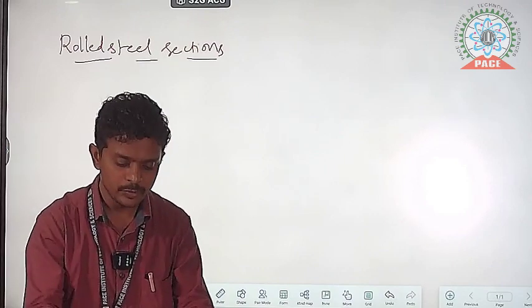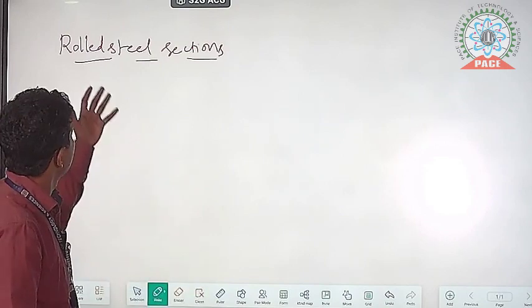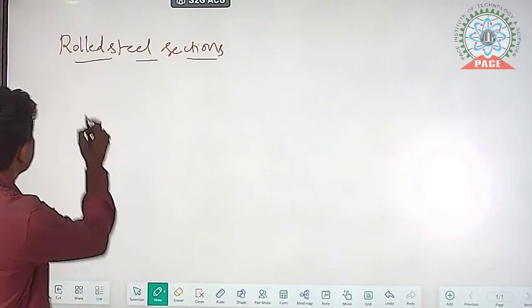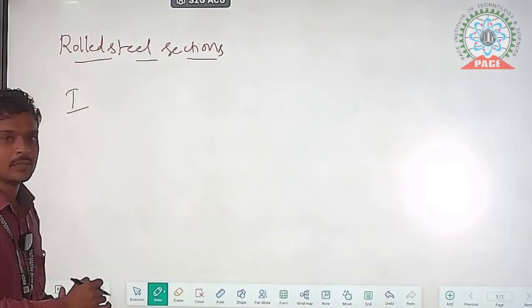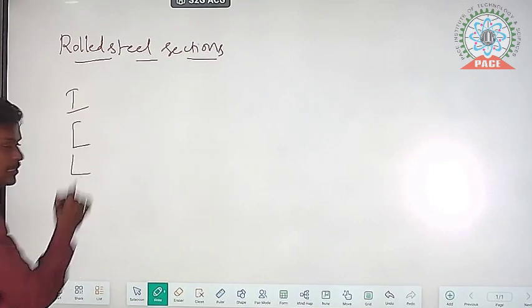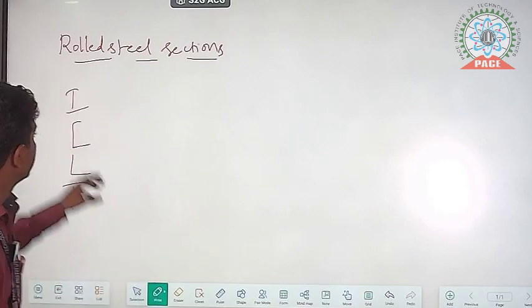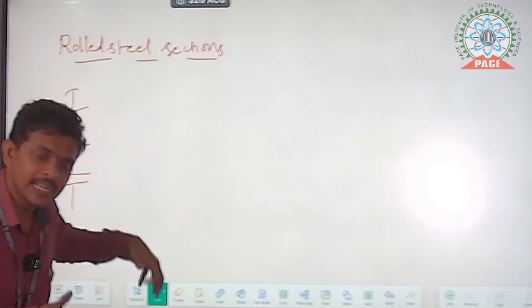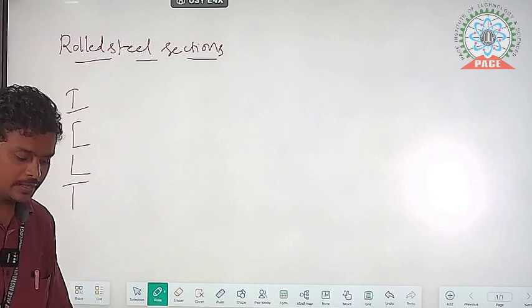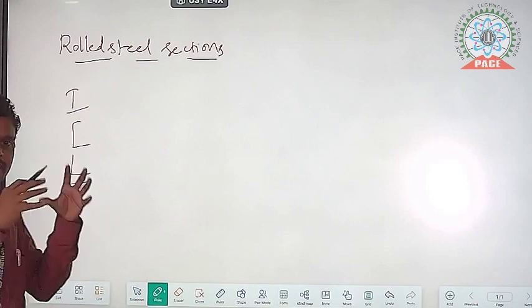In the same way, rolled means different types of sections are there. What are the different types of sections? I sections are there, channel sections are there, angle sections are there, and T sections are there. Different types of sections are there. The I section mold is already available. In that I section mold, we keep the liquid steel. Then after some time it gets hard, then we remove the mold, and then we get the complete I section. That is the meaning of rolled.